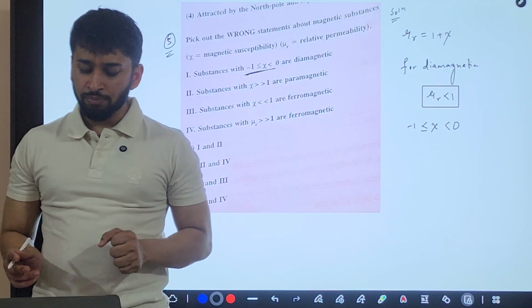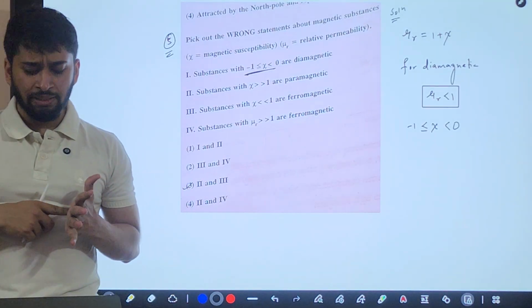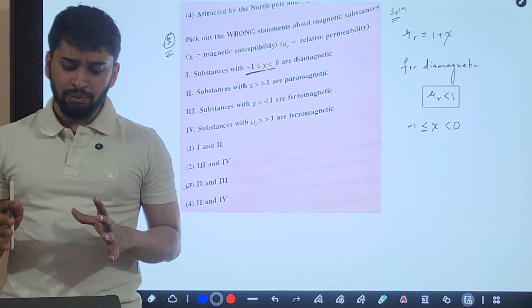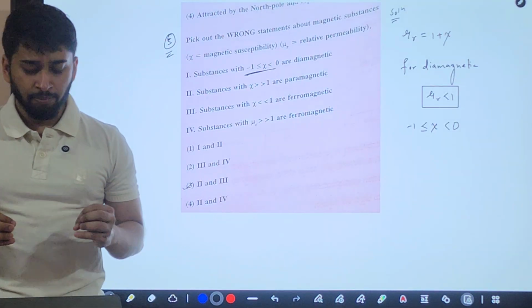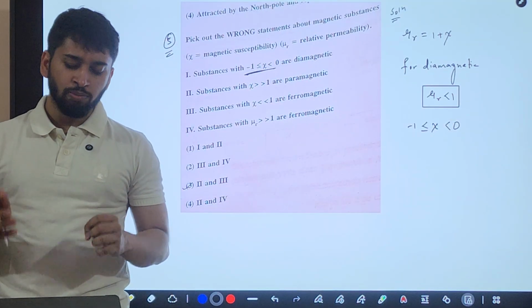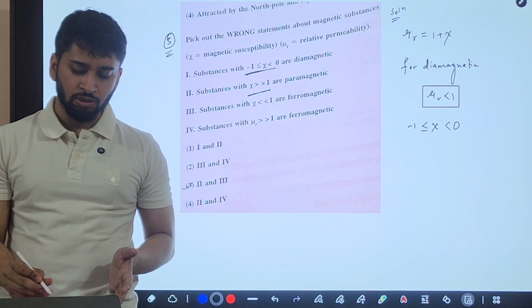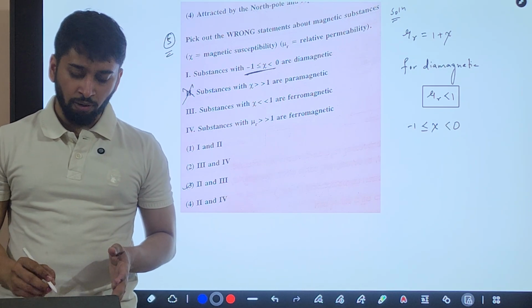Substance with much greater than 1. For paramagnetic substances, the magnetic susceptibility is positive but small value. It is not a very large value. So this is wrong. Okay, option 2 is wrong.